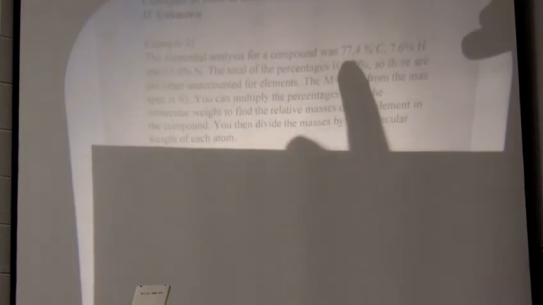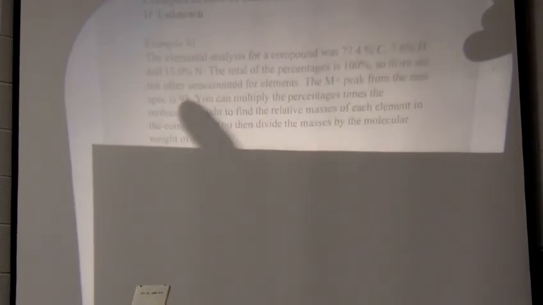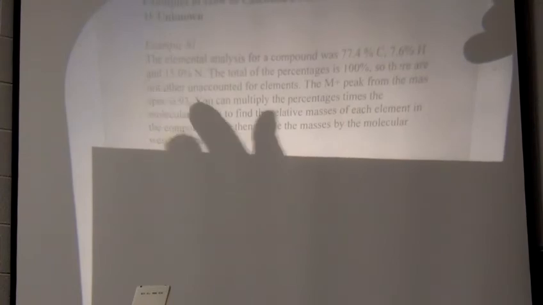So the first example has 77.4% carbon, 7.6% hydrogen, and 15% nitrogen, okay? The first thing to check when you get the percentages is, does it add up to 100%? If it doesn't, then there's something else that's missing, all right? So in this case, it does.